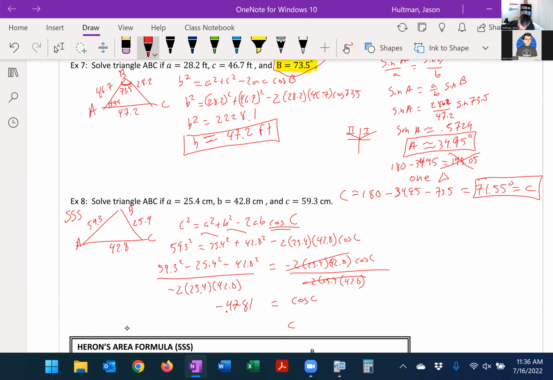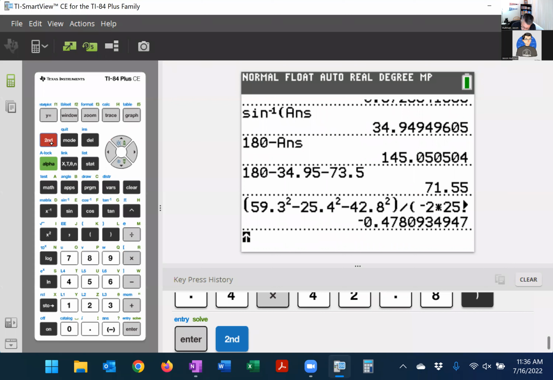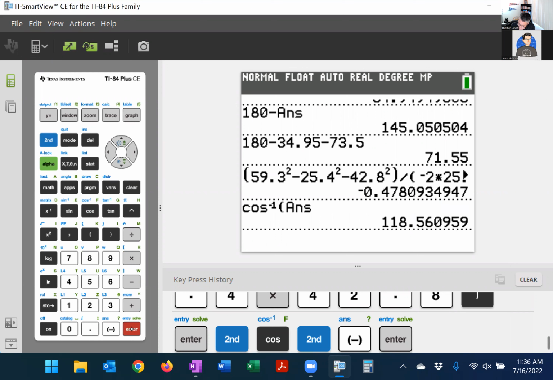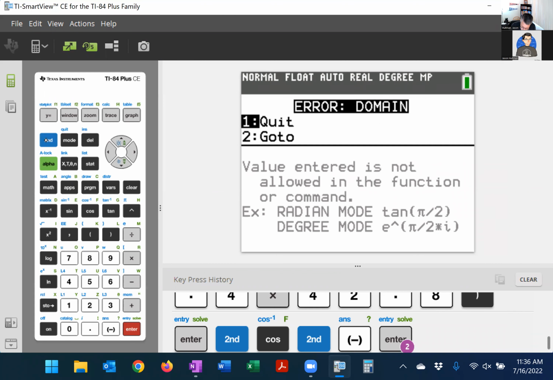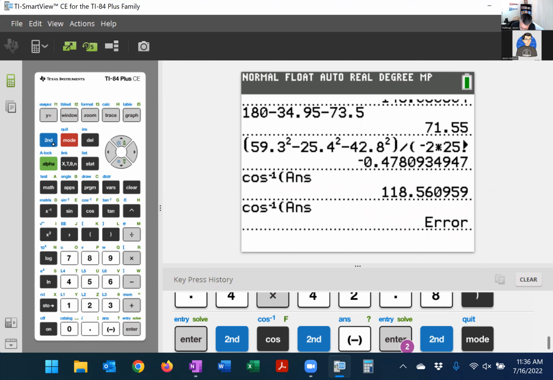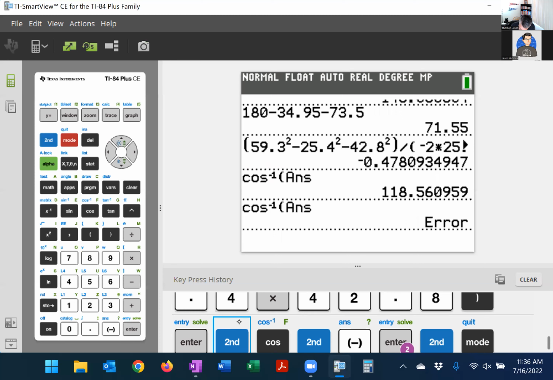So C is going to be equal to the inverse cosine, and keep in mind this is an angle C that we're finding. Inverse cosine of my answer gives me 118.56 degrees. I'll just round that to 118.6 degrees.